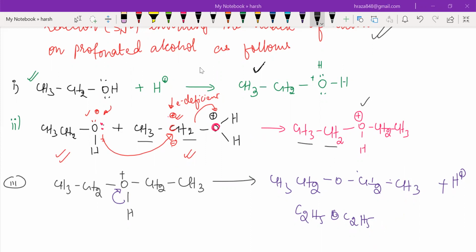Done, so. Sir, done. Are you done with this? Very good. Yes, sir. So you can see the proton that we used in the first step is eliminated in the last step, yes or no? Yes, sir. Very good.